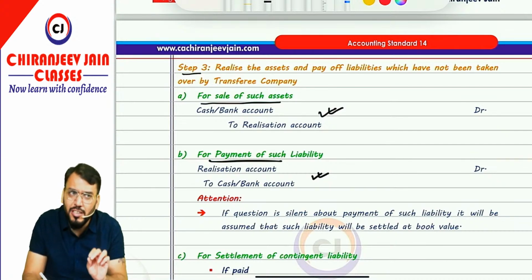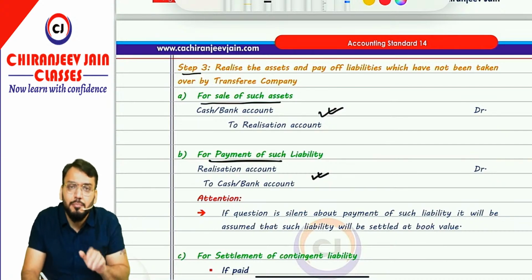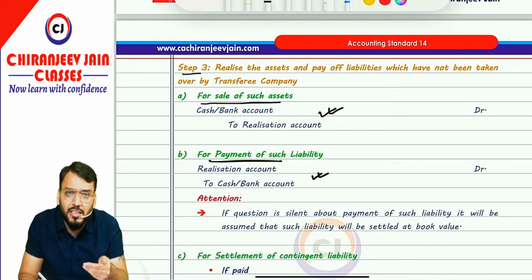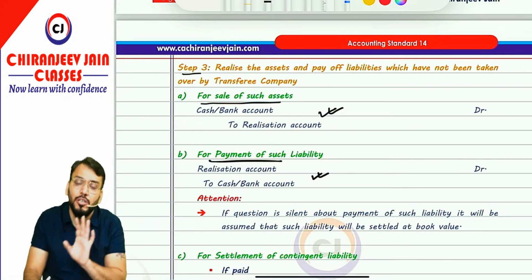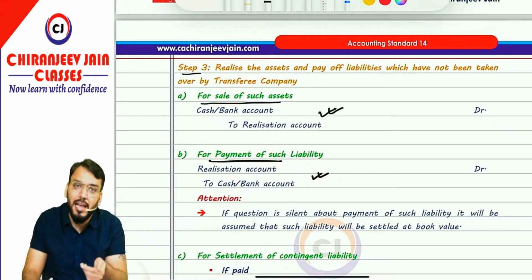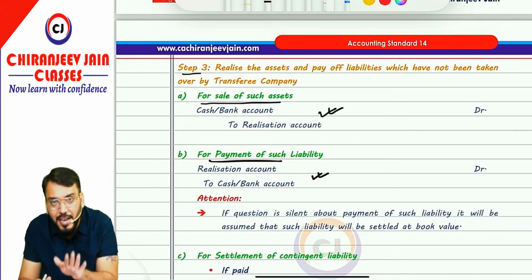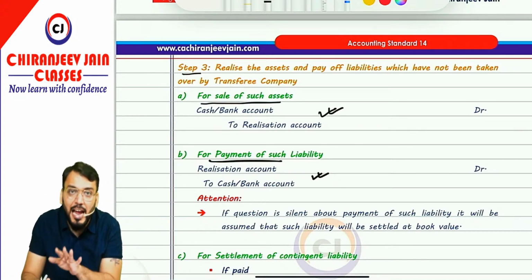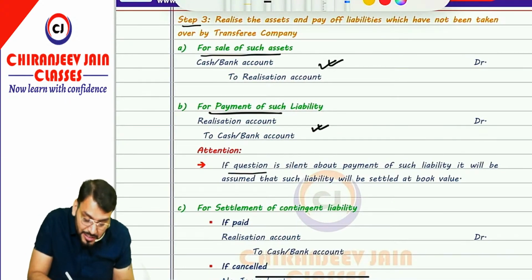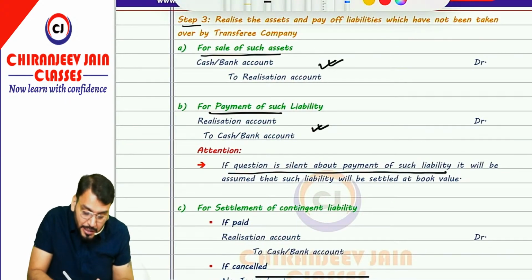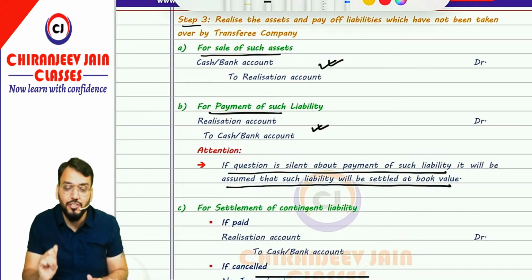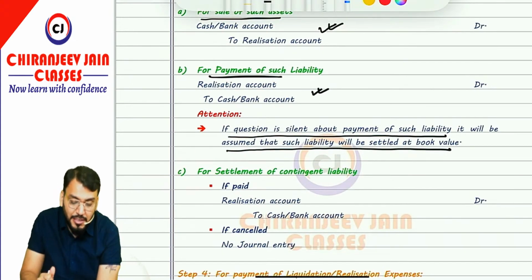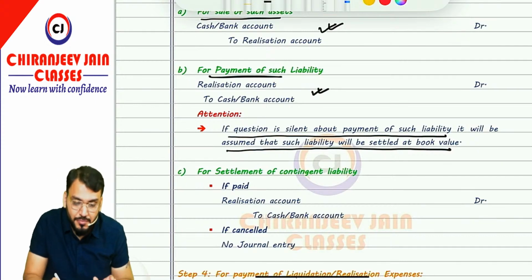If the question is silent about such liability, meaning the question has not given any information about whether that liability is paid or not paid, then we will always assume that such liability is already paid at book value. We assume that a liability which is not taken over by the transferring company is actually settled at book value. So if the question is silent about payment of such liability, it will always be assumed that the liability is settled at book value. Understood? Have you understood this point? Tell me. This much you understood.